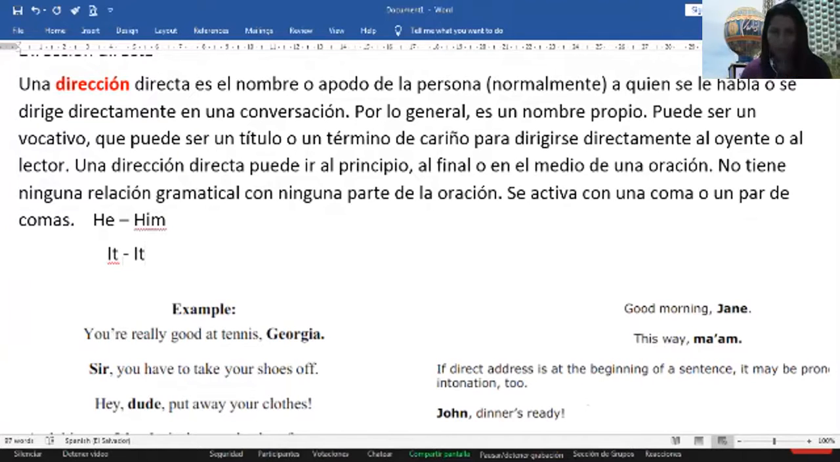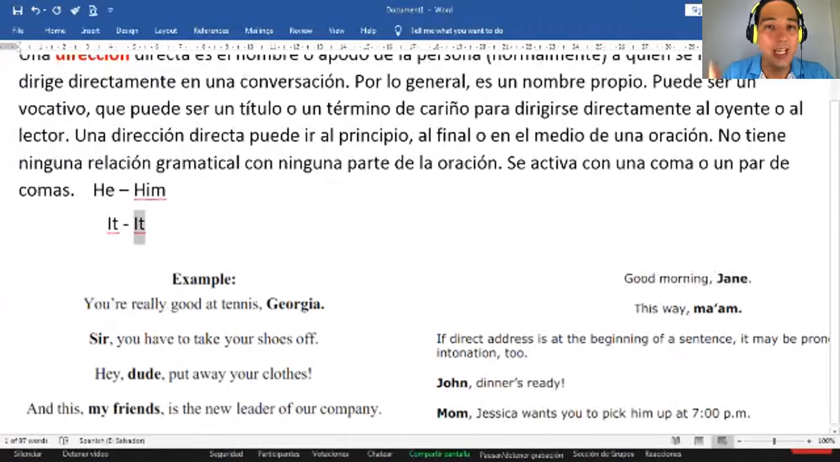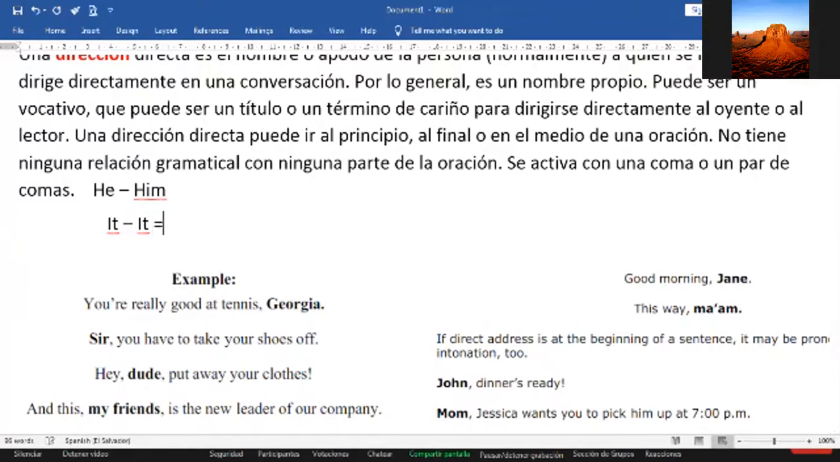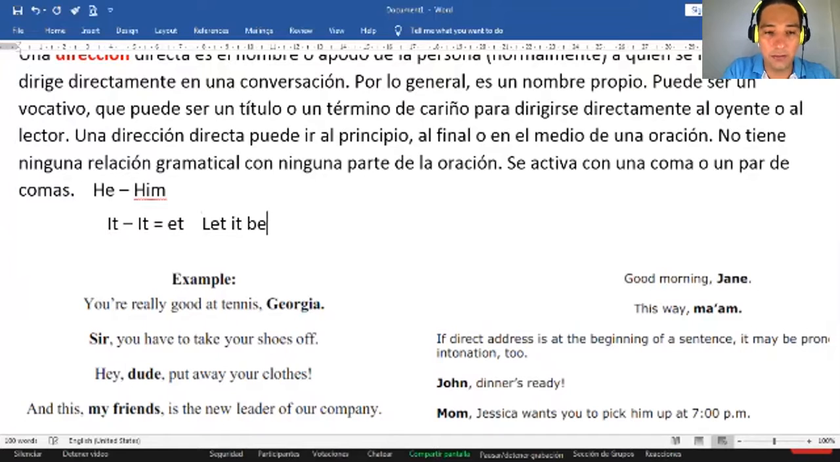It's. Pero este que está aquí, o sea, los pronombres siempre tienen una pronunciación diferente. No me creas a mí, pon atención a alguna lectura. Este va a sonar a it. It. It. Okay. So, the Beatles. Let it be. Let it be.